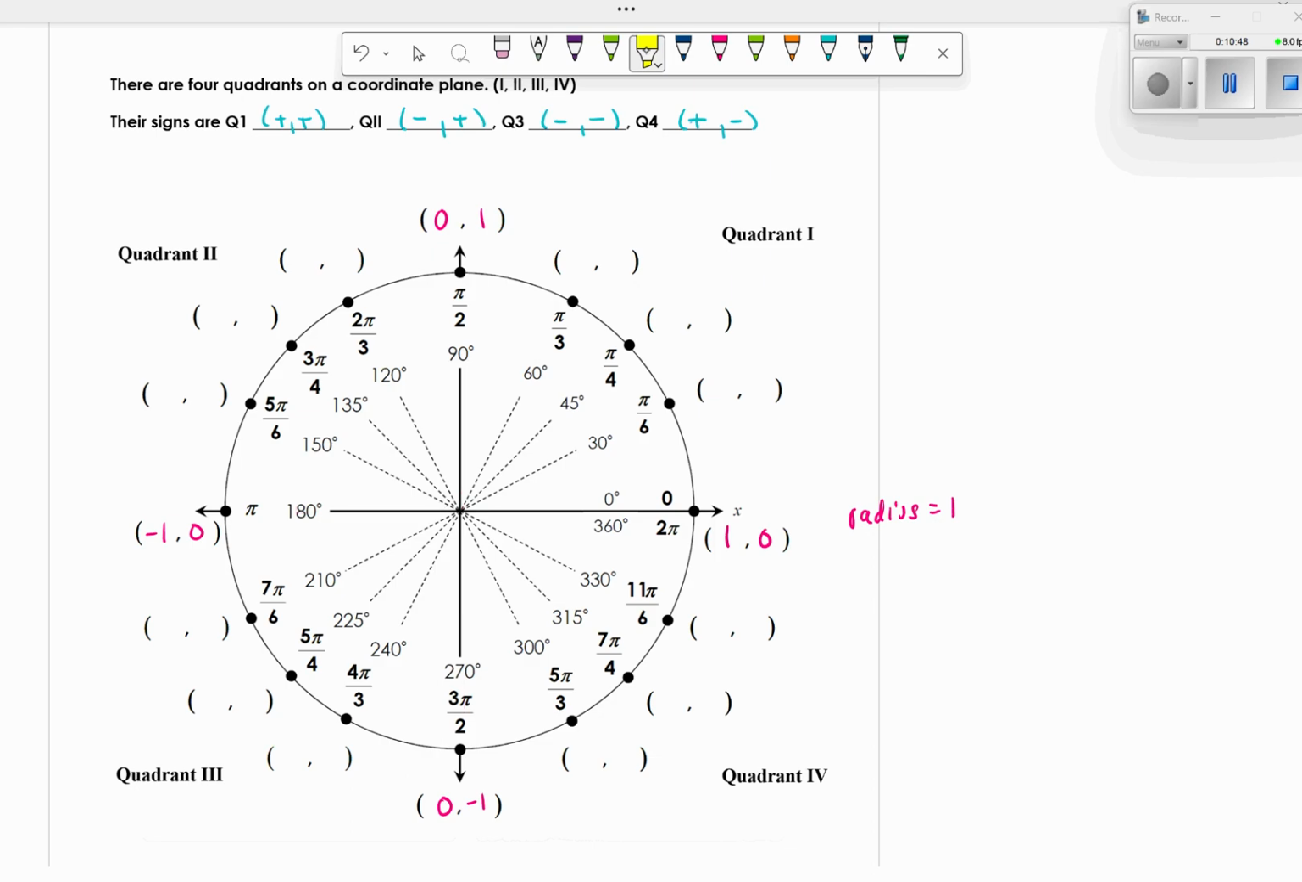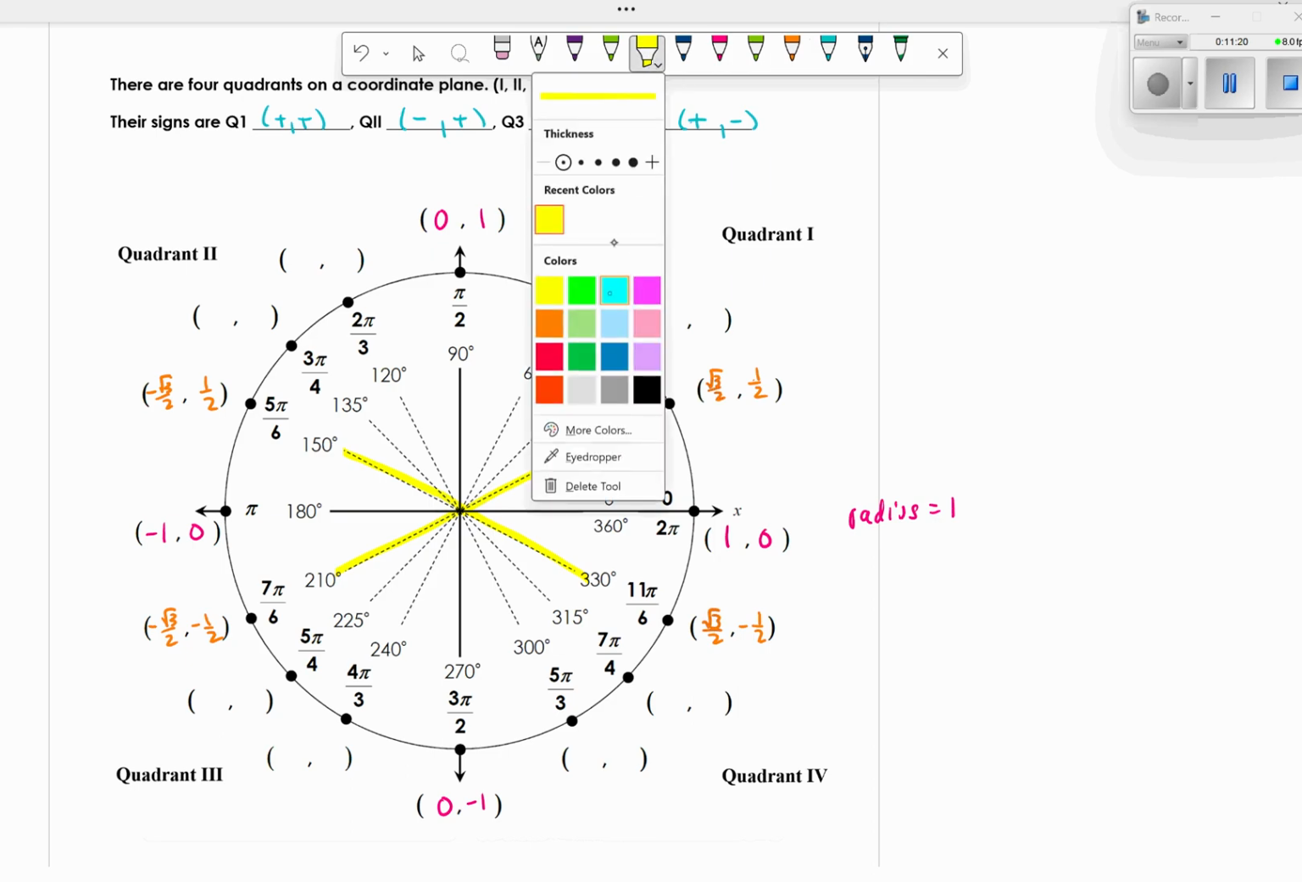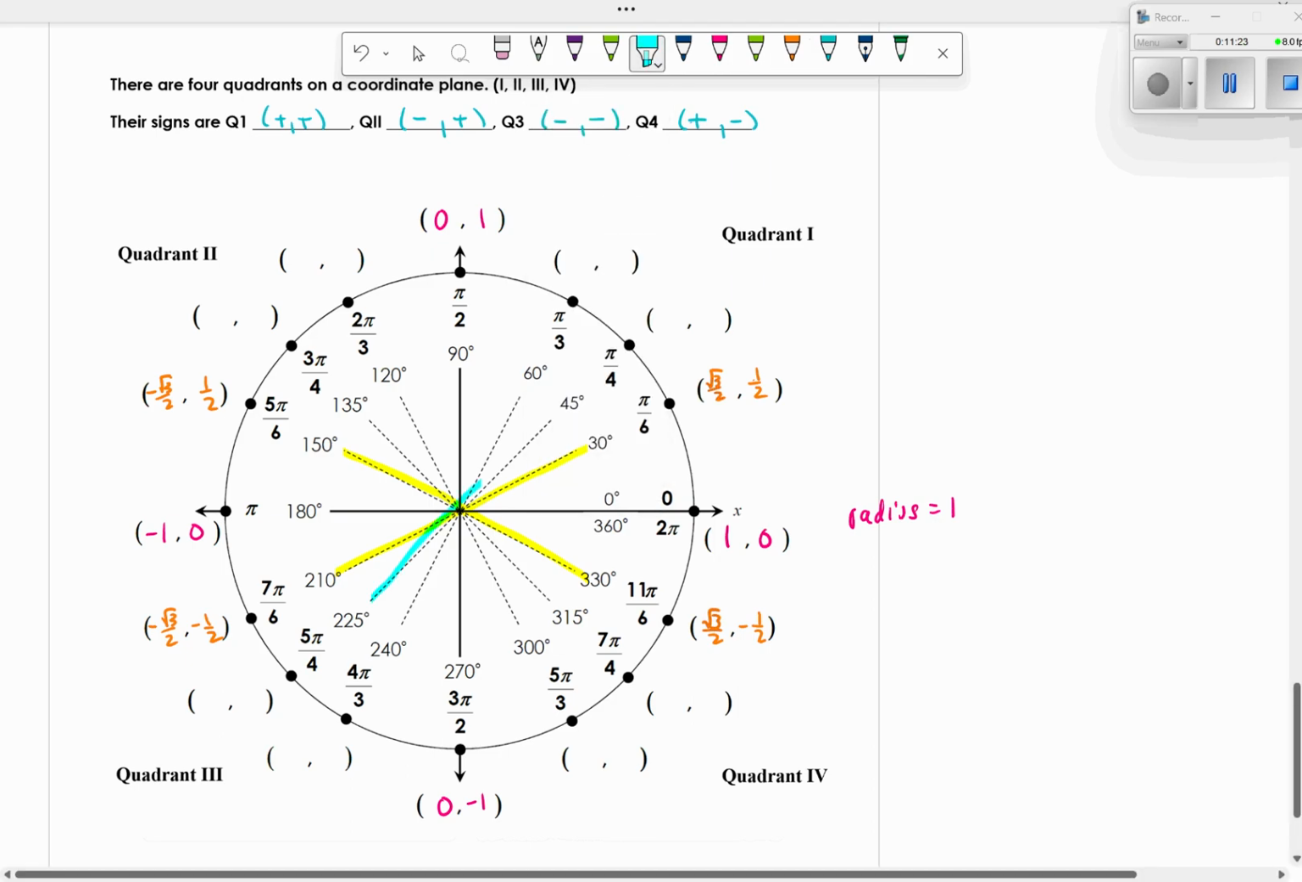So then let's go ahead and look at 30. It goes along with 210, 150, and 330. Those are all the same value. So this was root 3 over 2 and 1/2. Negative root 3 over 2, 1/2. This would be negative root 3 over 2, negative 1/2. And then this would be root 3 over 2, negative 1/2. So again, notice the same point. We're just changing the signs.